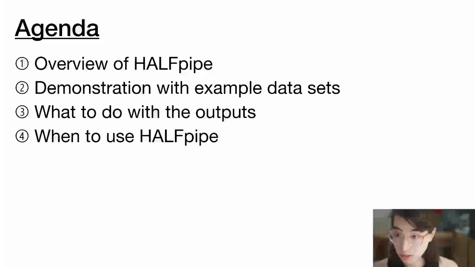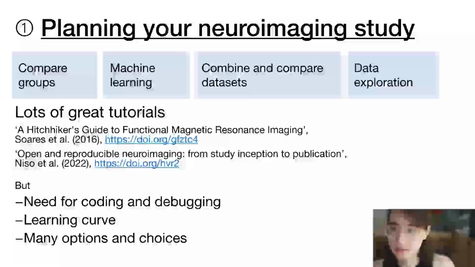So what am I going to talk about today? Before the live demonstration, I'm going to give an overview of HALFpipe, just talking about the theoretical framework in which we developed HALFpipe and why it sometimes makes sense to use pipelines like HALFpipe. Then I'm going to show the example with P of 1, how to set things up. Finally, I'm going to talk about what to do with the outputs, and also what are some of the use cases where you need HALFpipe, and maybe also where you don't need it. So yeah, let's get started.